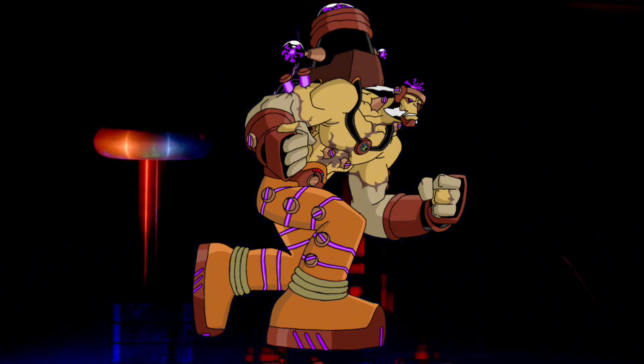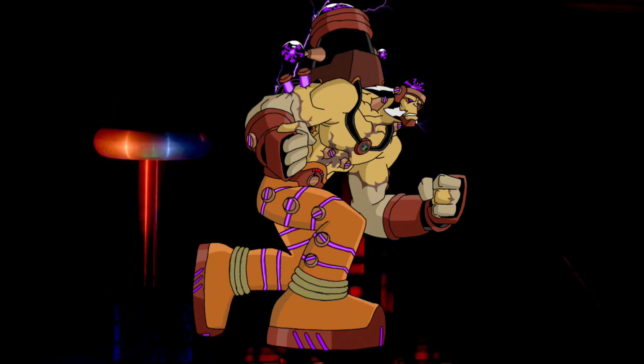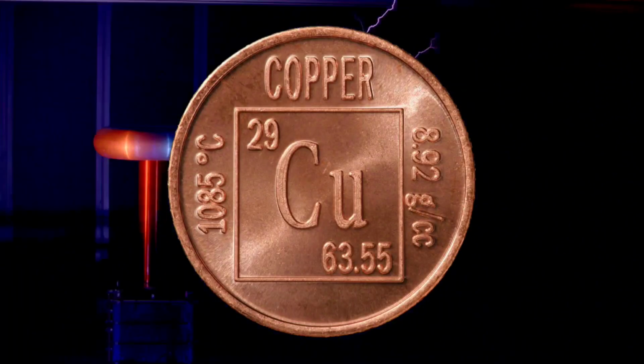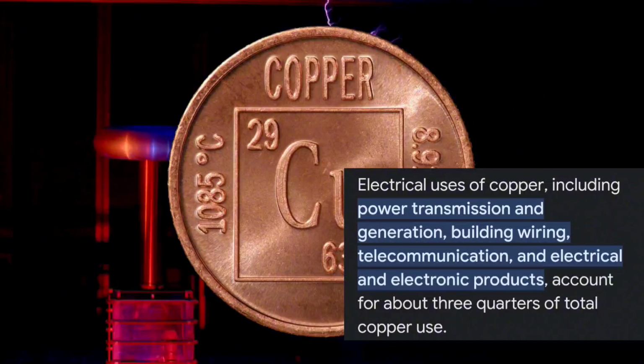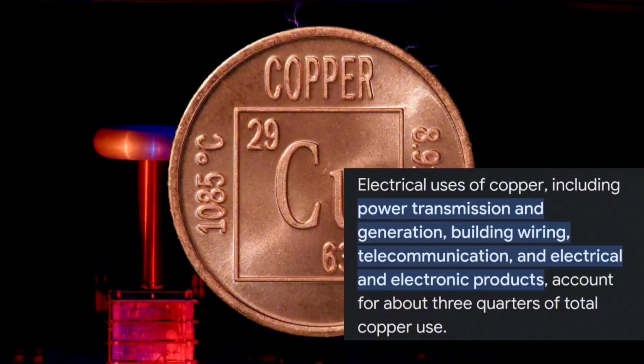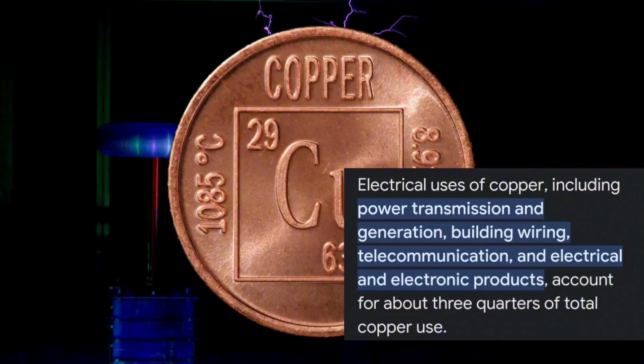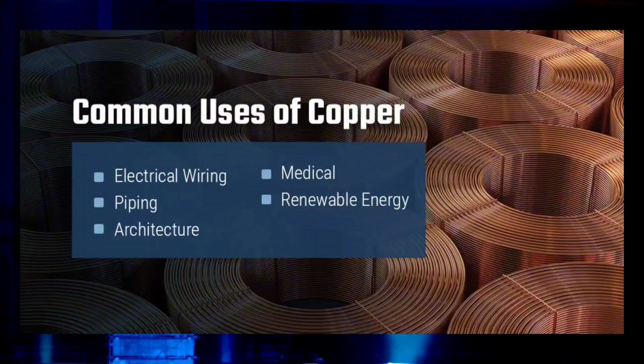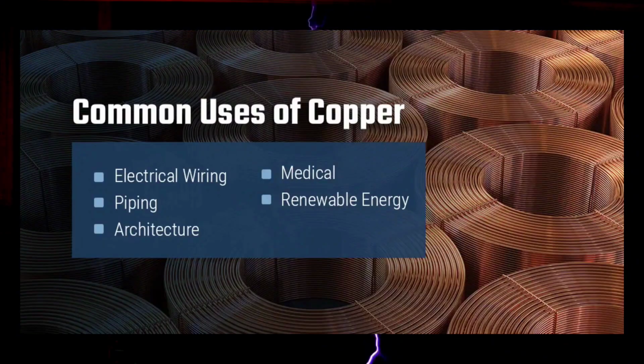And speaking of that, the metallic parts on his body are in fact made of copper, which is fitting because copper is a conductive metal, and the fact that it's used in power transmission and generation, building wiring, telecommunication, and electrical and electronic products. Well, copper also has uses that don't involve electricity and power, but you get the point.